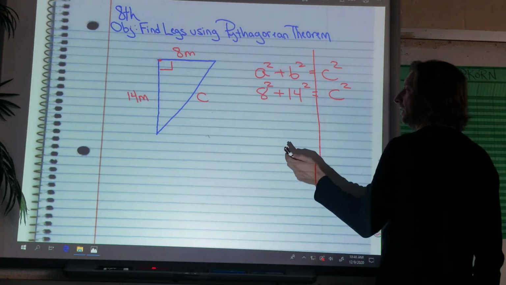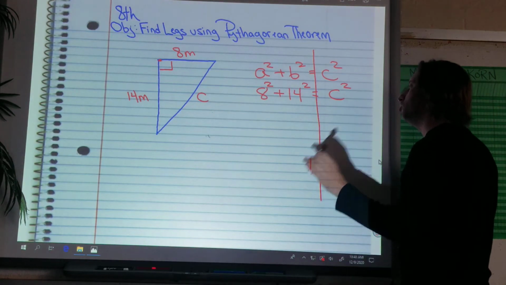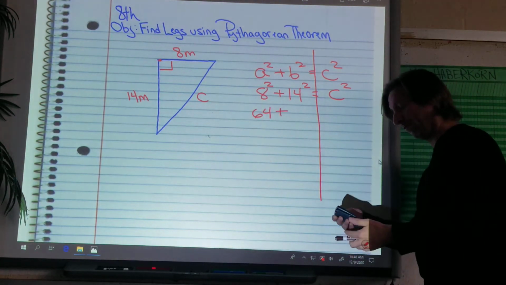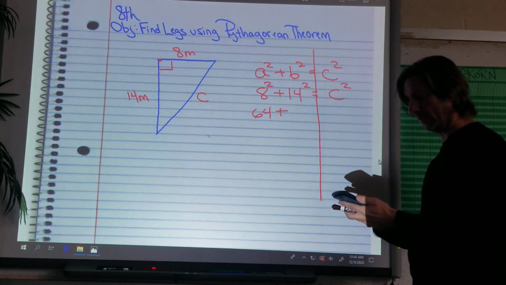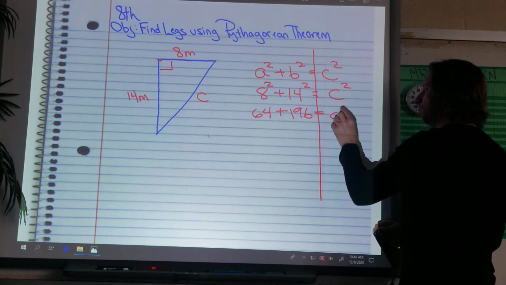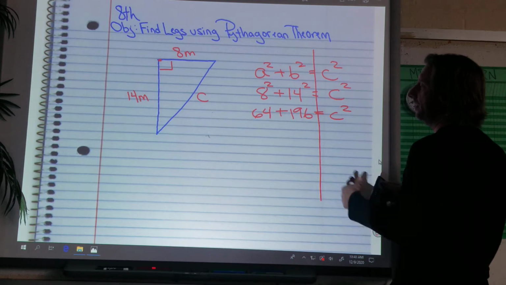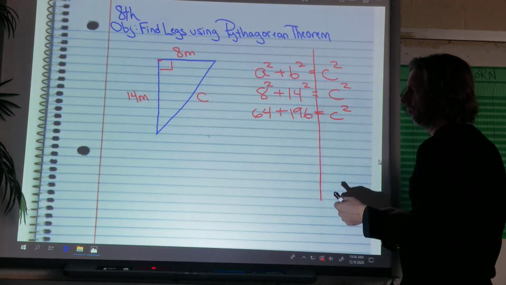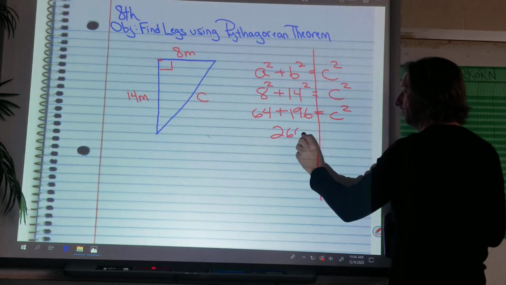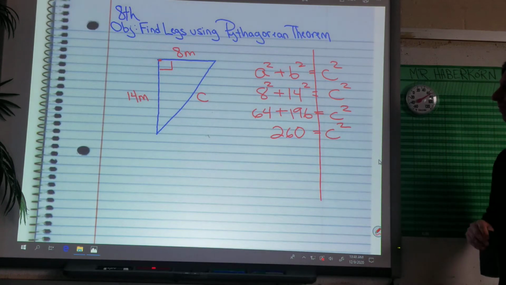Okay, so 8 times 8. Don't forget, the biggest mistake everyone's going to make is they're going to do 8 times 2. Don't make that mistake. It's 8 times 8, which is 64. Then I have 14 times 14, 196 equals C squared, right? Okay. Good. So we add these two together. And I end up with 260 equals C squared. Just add them together, right?